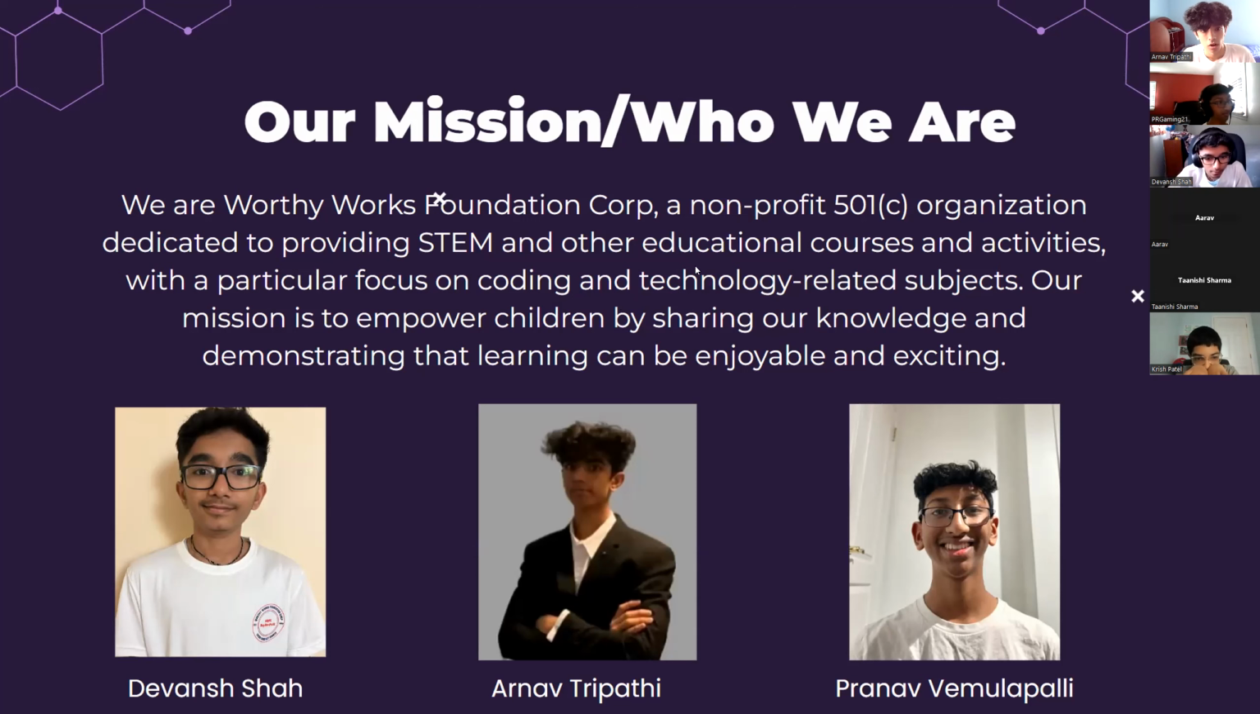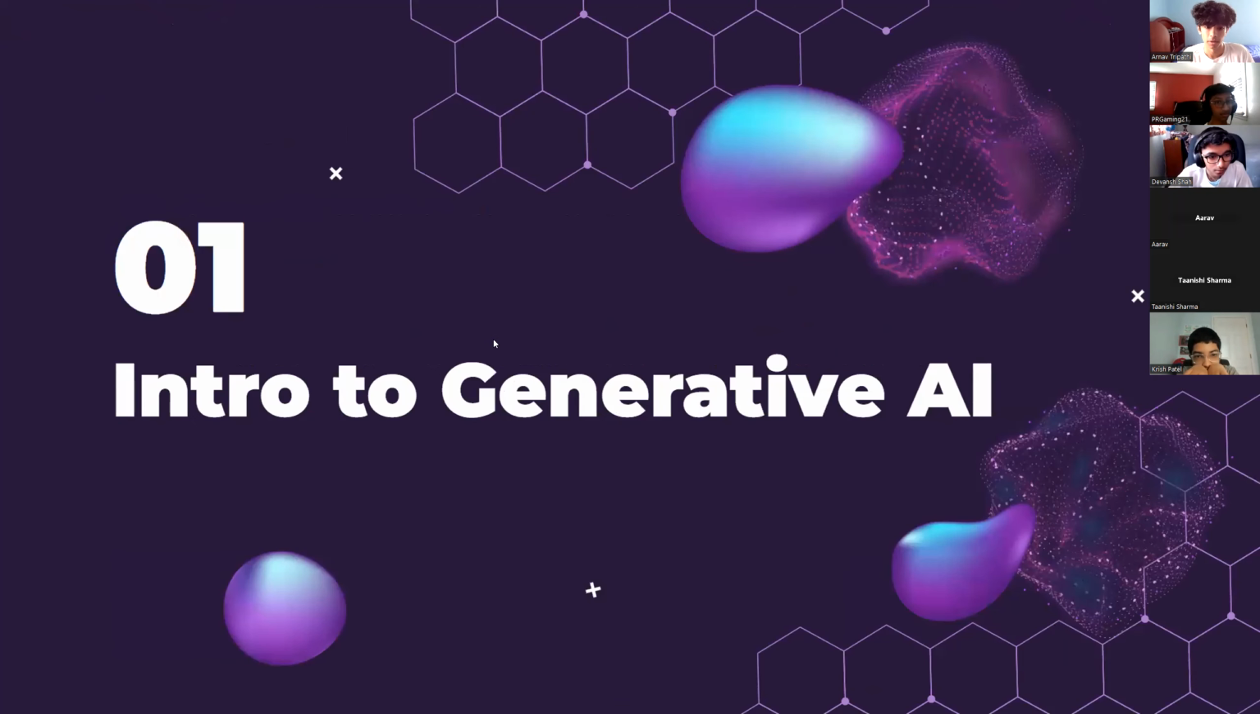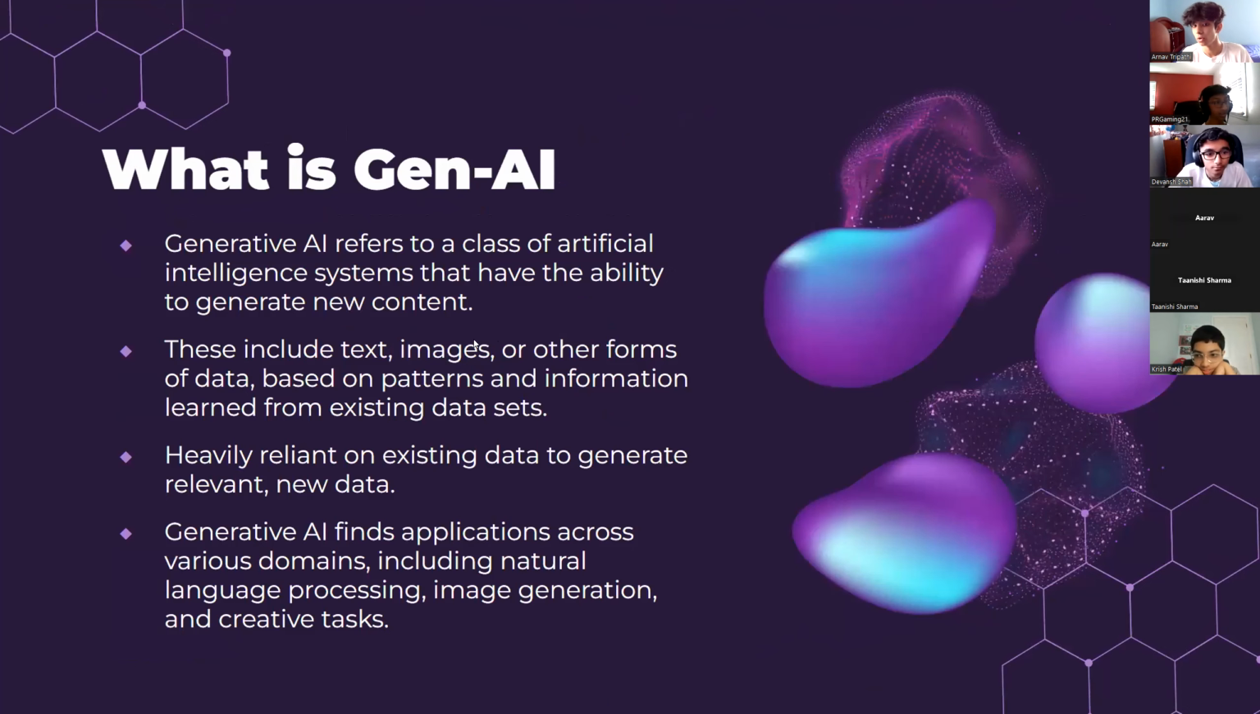Okay. So on to our first topic. This is just the intro to generative AI. All right. So in case you don't know what generative AI is, it's a class of artificial intelligence systems that have the ability to generate new content. Now, the difference between generative AI and AI previously is that AI is just using the content that's already there and altering it in a way. It's not creating anything new. While generative AI uses what it's given, it uses the data it's provided with to generate new content and new images.